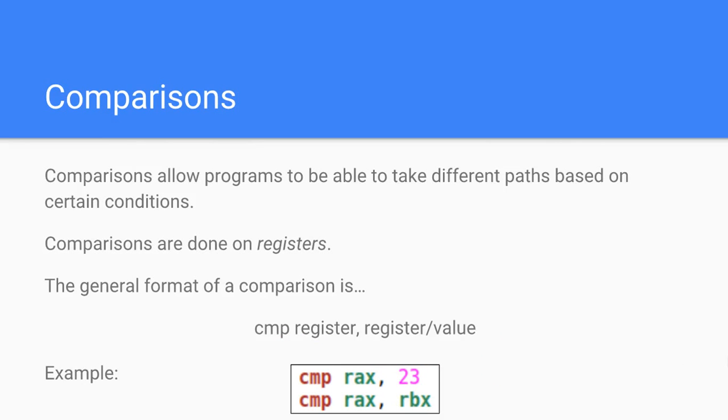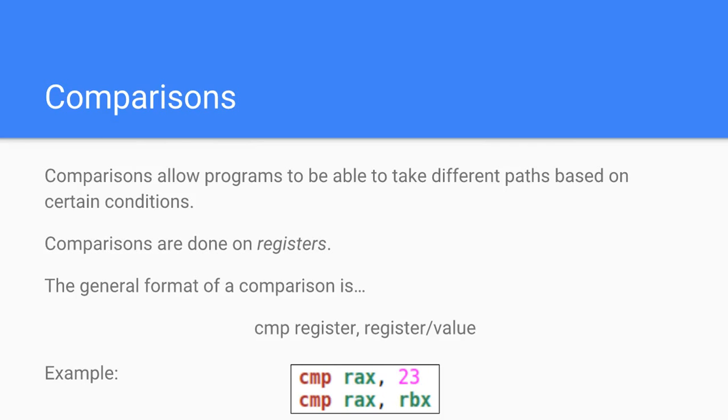Comparisons allow programs to take different paths based on certain conditions. Comparisons are done on registers. The general format for a comparison is you type in CMP for compare, then a register, comma, then a register or a value. So as you can see, I have compare the RAX register to 23, or compare the RAX register to the RBX register.